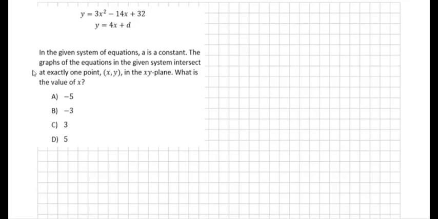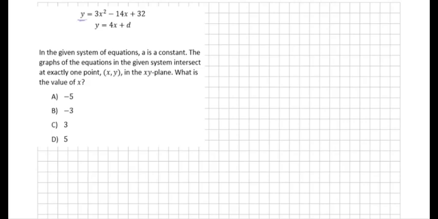In the xy plane, what is the value of x? It doesn't ask for the value of d. It asks for the value of x. So be careful about that. So here, of course, we need to get the value of d first because it helps us realize the value of x in this system of equations after making or setting them equal to each other.